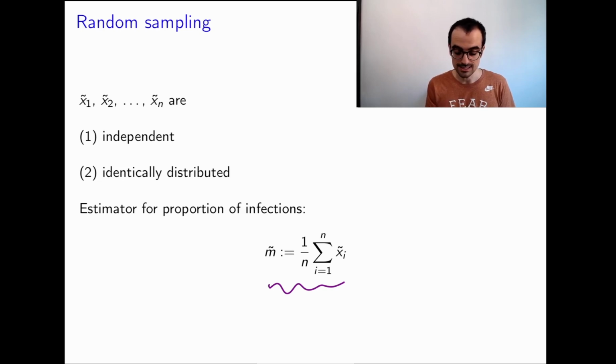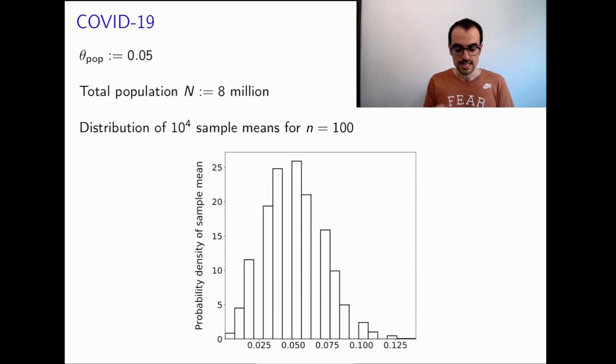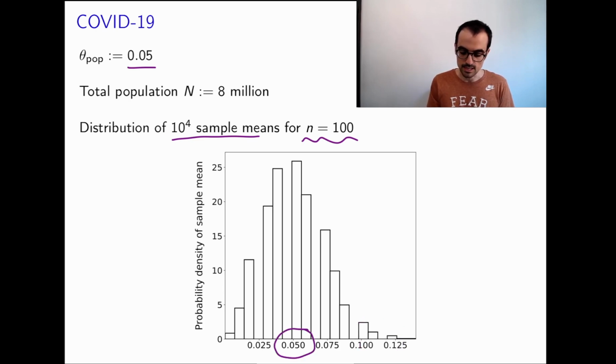Because our parameter of interest is the mean of each of these individual random variables. Another sneak preview, let's imagine that the prevalence of COVID-19 in New York City is 0.05. Now, thankfully, it's a bit lower, but when I designed this example, it was still around 5%. The total population is 8 million, and here I'm showing the distribution of 10,000 sample means where we have selected 100 people. And as we see, sometimes it deviates a little bit, but in general, it's around the value that we want to estimate.